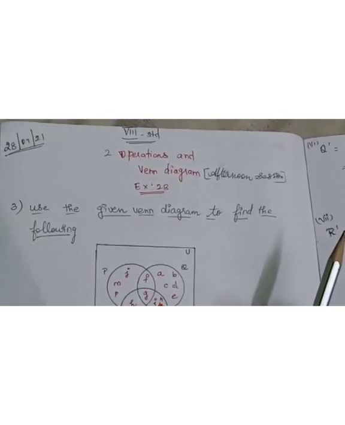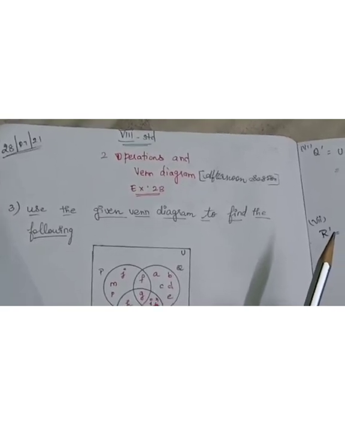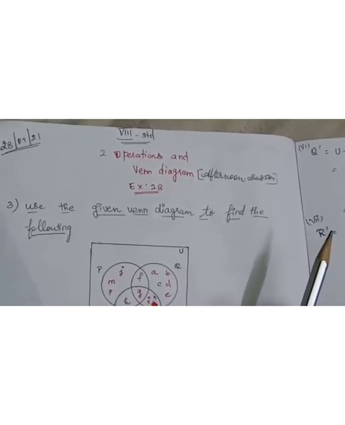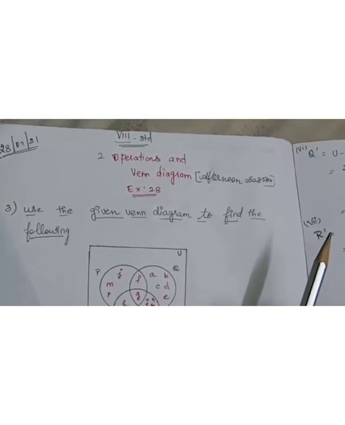Today I continue the same unit, operations on Venn diagram, exercise 2b. In the previous class I did the first sum. So now I take the third sum.